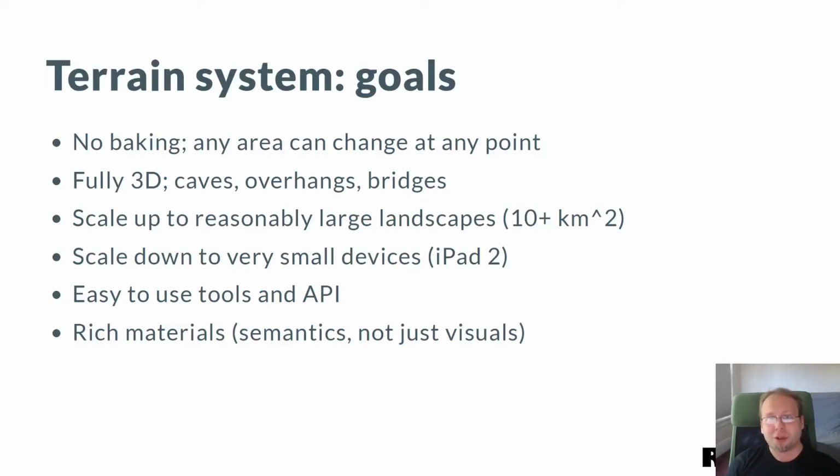When we started working on the terrain system a few years ago, we set a few goals, and the first very important one was no baking. So any portion of terrain can be modified at any point in time, might be through a script, might be through a physics-based impact, for example, an explosion creates craters in terrains. We wanted a single system that fully supported 3D landscapes, so caves, overhangs, and all of this without mesh inserts.